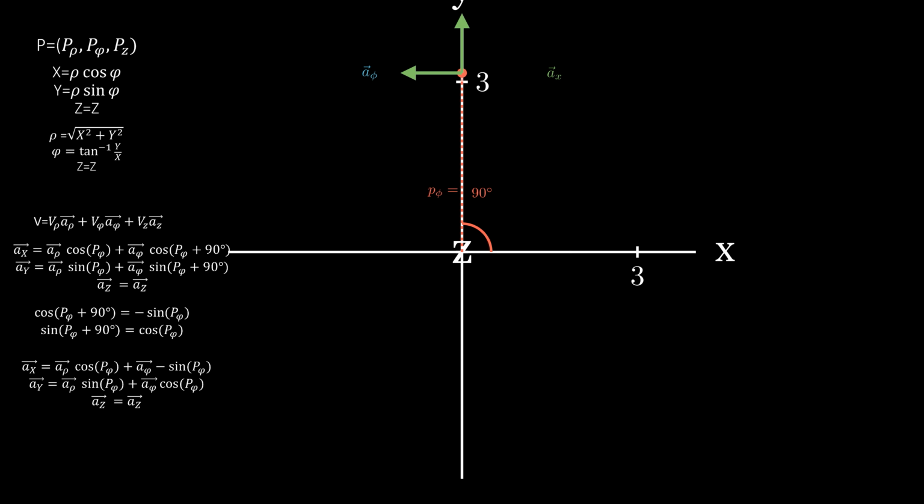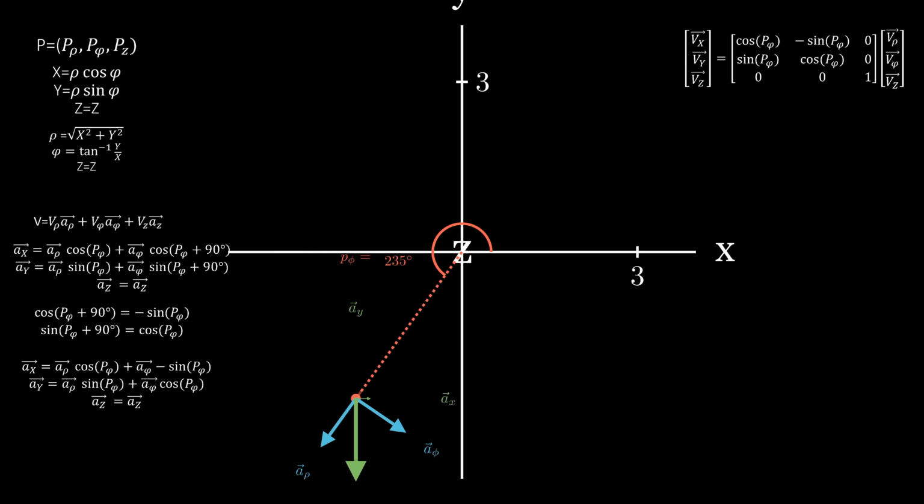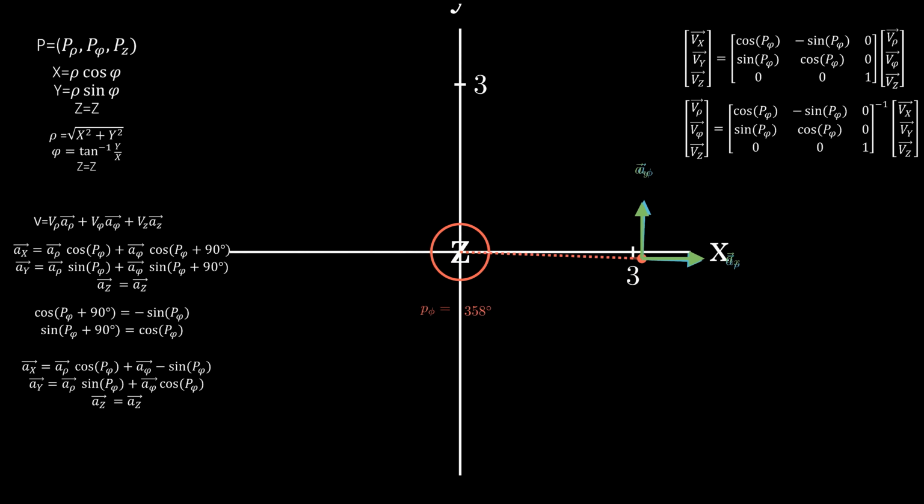Last thing to do is to rewrite the transformation equations in a matrix form and take the inverse of the matrix to be able to convert back from Cartesian into cylindrical.